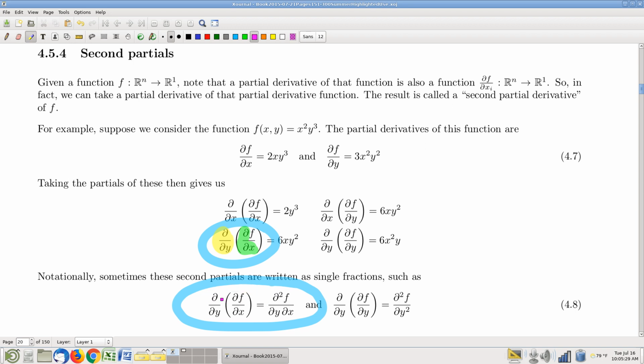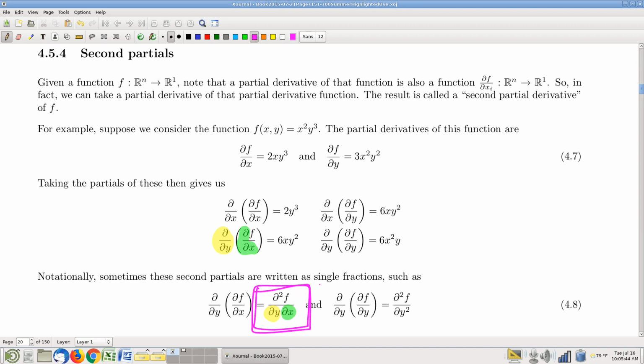And then notice that factors naturally ought to get written down like that. And so when you see this notation here for a second partial, that's the one that you take first, and that is the one that you're taking second. And it looks backwards. It's right to left instead of left to right. So careful. Okay.